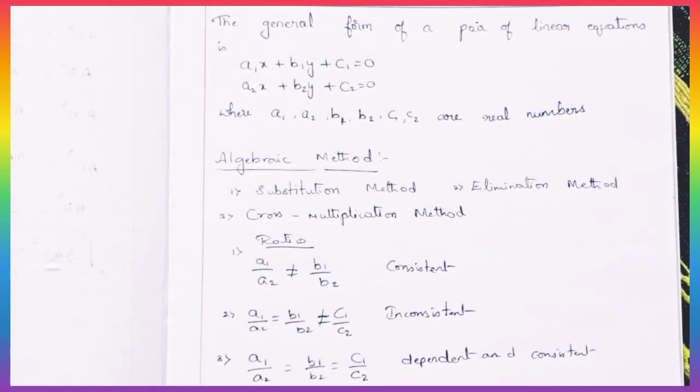And the last method is called the cross multiplication method. In the cross multiplication method, we find the values of the variables by cross multiplying. When we come across that method, we will discuss it in more detail.